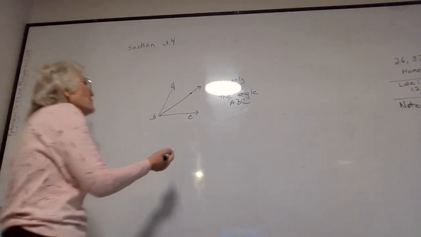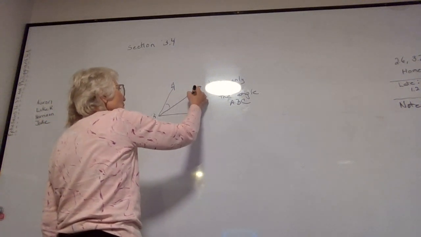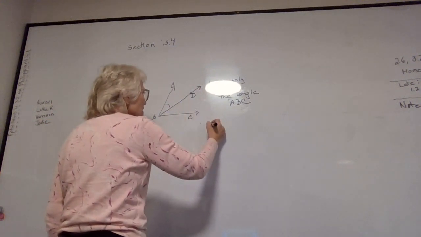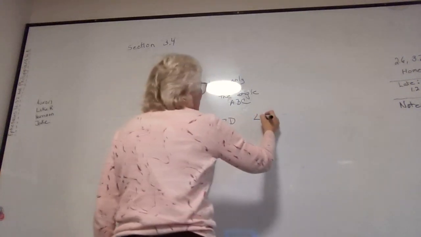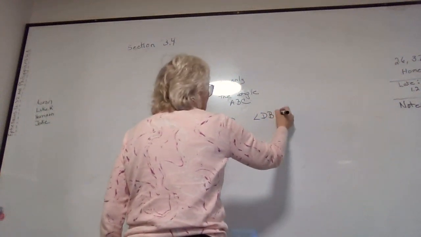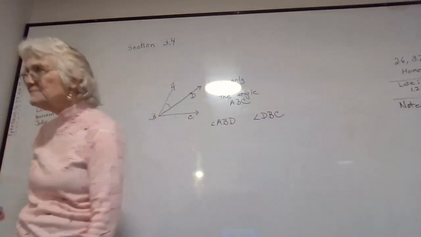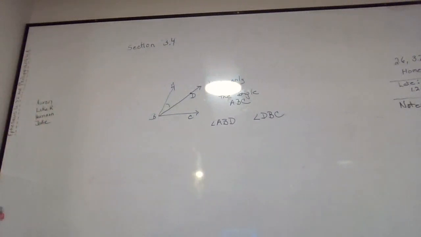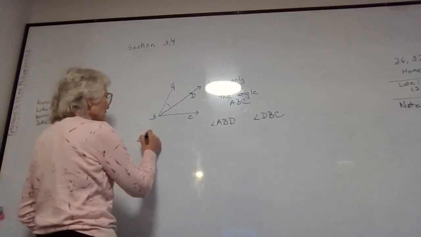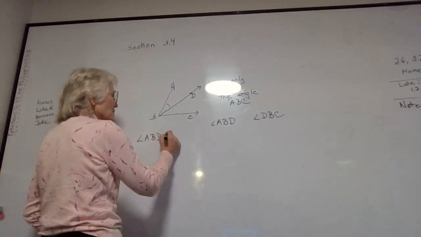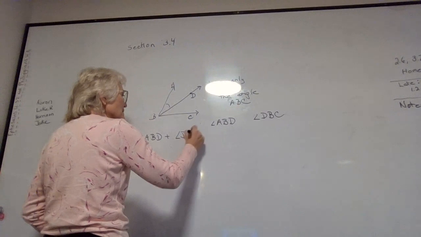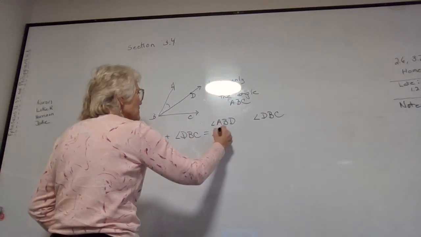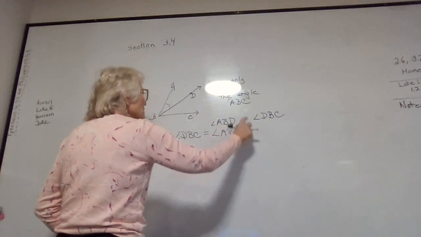If it bisects, what can you tell me about angle ABD and angle DBC? What do you know about ABD and DBC? If it bisects it, yes. If you add them together, they equal ABC. Yes, they do. If I add them together, this is a true statement. This is the betweenness theorem: angle ABD plus angle DBC equals angle ABC.